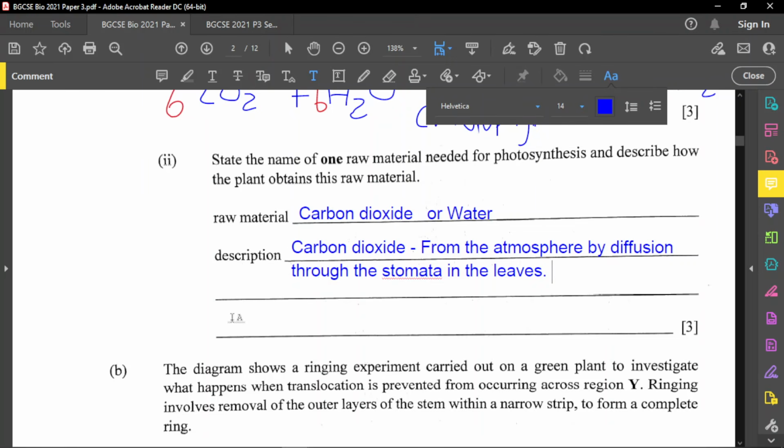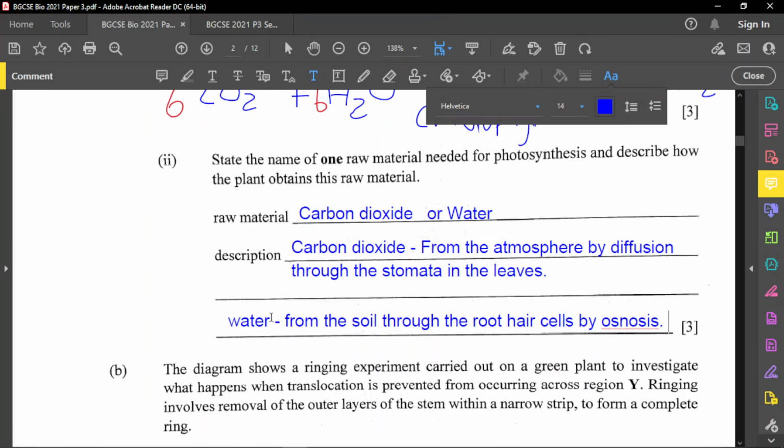And then if you have chosen water, then you could say water is obtained from the soil, through the root hair cells by osmosis.